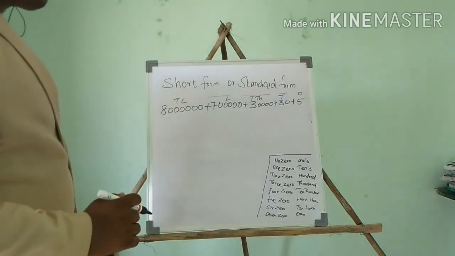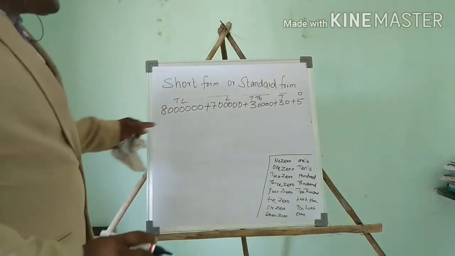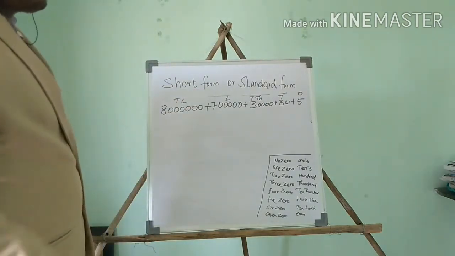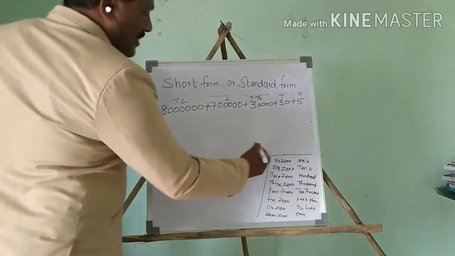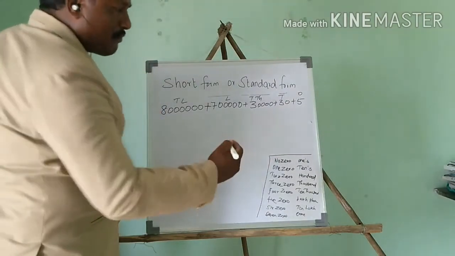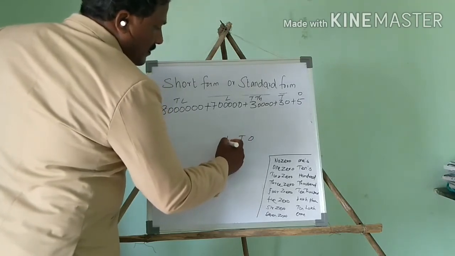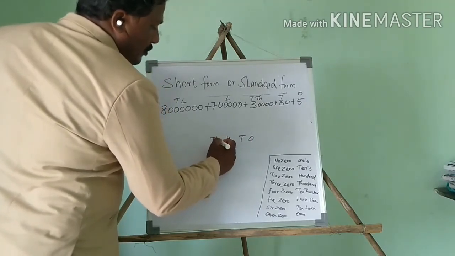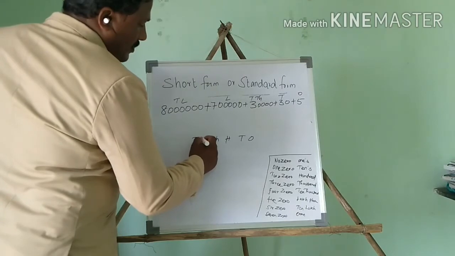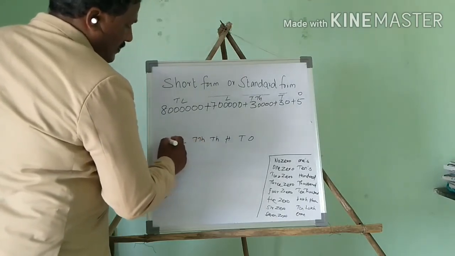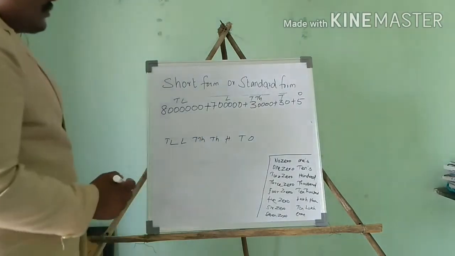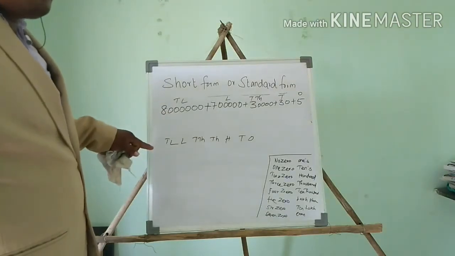Okay, good. Now we have found the place values of the given digits. Now we can write easily. So what is the place value chart? Ones, tens, 100, 1000, 10,000, lakh, 10 lakh. So this is the place value chart.